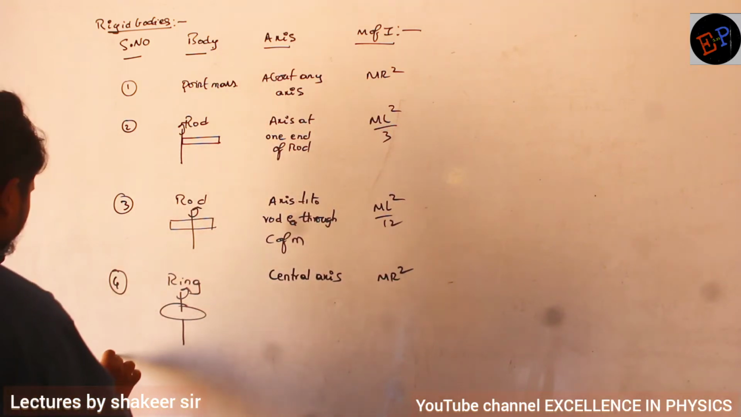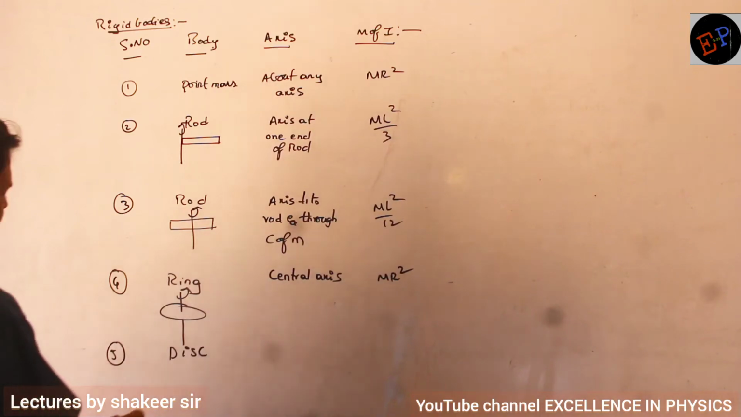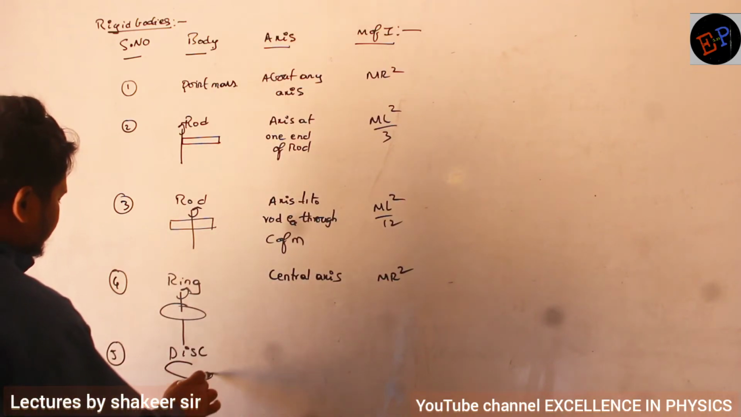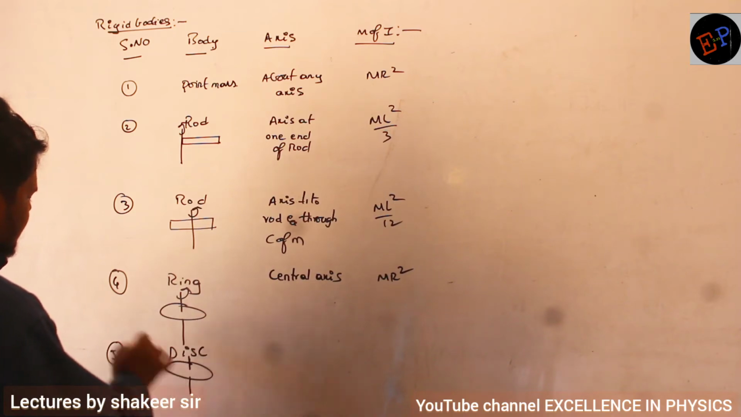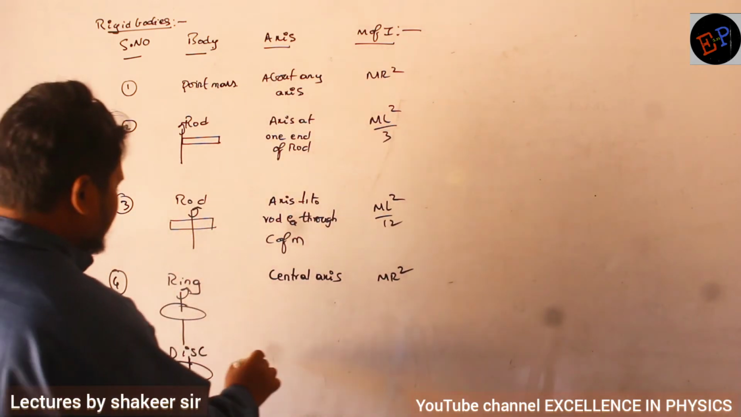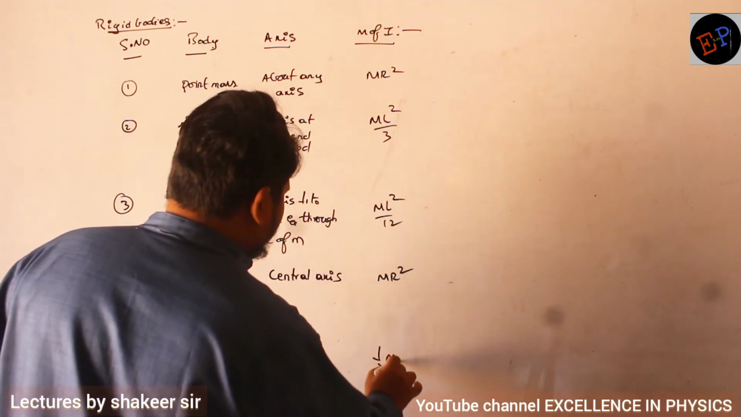We will write one more: disk. We know what is meant by disk, no? CDs are examples of disk. And let the axis be the central axis itself. Then the moment of inertia is half mr square.